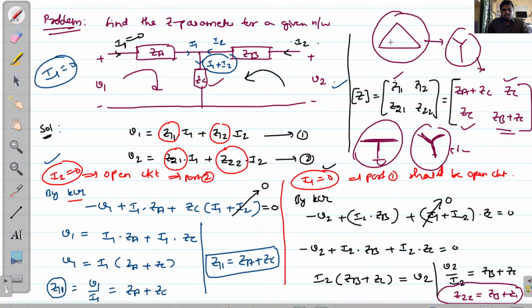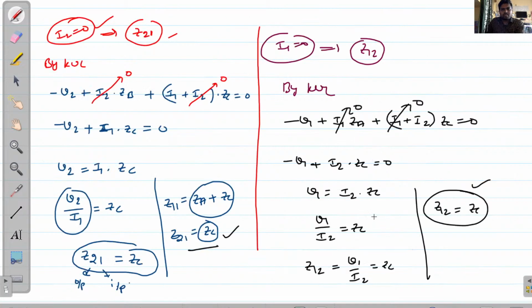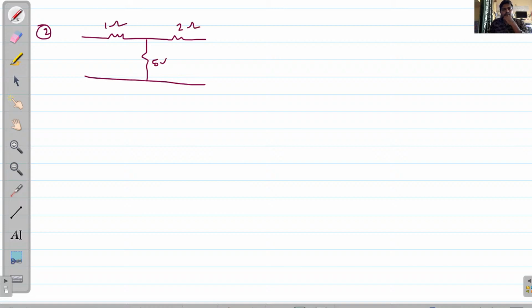So this is one problem related to Z parameters. Now the second problem is about this network, with 1 ohm, 2 ohm, 5 ohm. Find the Z parameters.